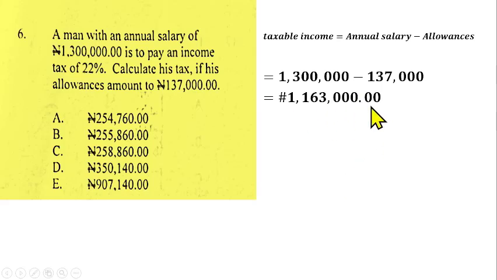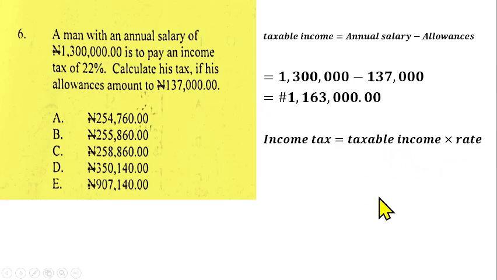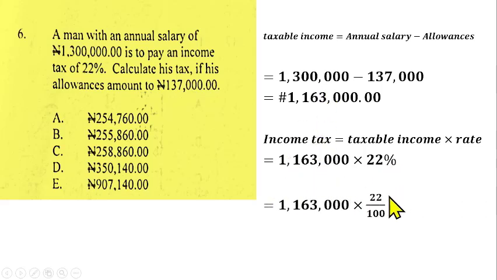1,163,000. So on this taxable income, we are now going to find the 22% tax. Income tax will be taxable income multiplied by the rate of the tax. That will be 1,163,000 times 22%, and we know that 22% means 22 over 100. If you simplify this further, that gives us 255,860 naira as the tax the man will pay. And that gives option B as the correct answer for question number 6.